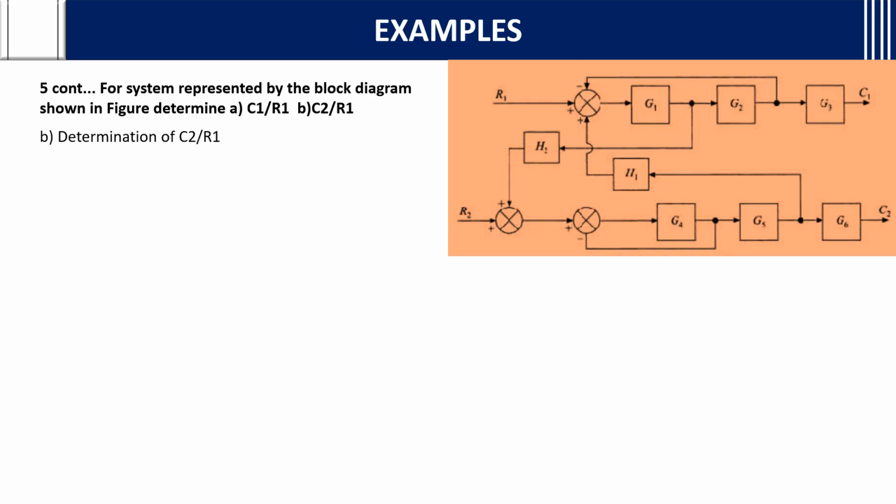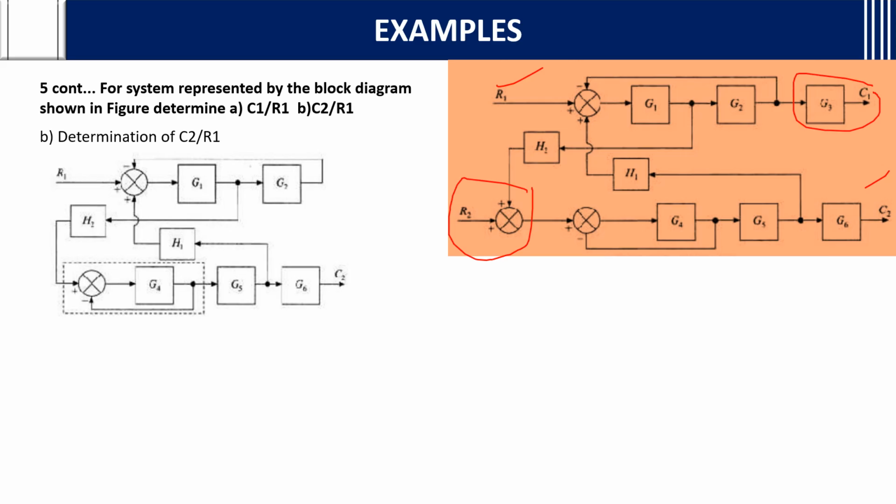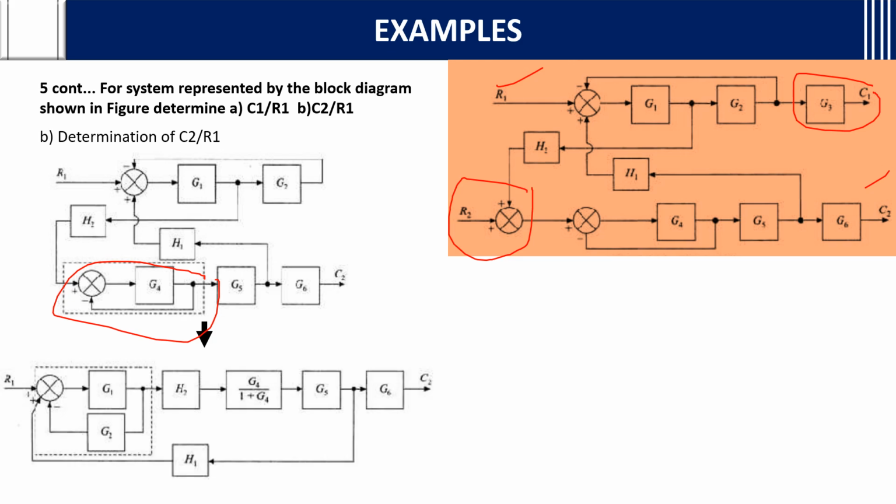Now determination of C2 by R1. You want C2 and R1. So the C1 part, this G3 part, needs to be taken out and the R2 part needs to be taken out. See here. Understanding? So the G3 part is not there. The R2 part is also not there. This G6 is present now. From here, again this will become G4 by 1 plus G4. First you consider that.